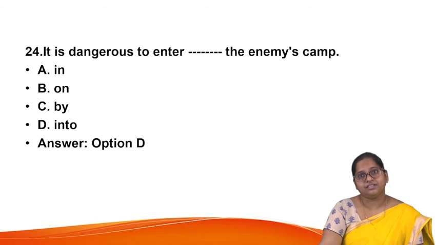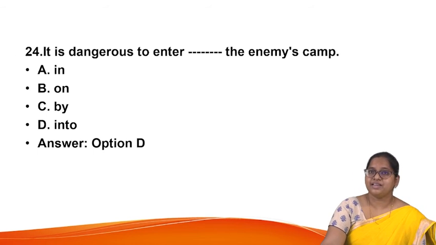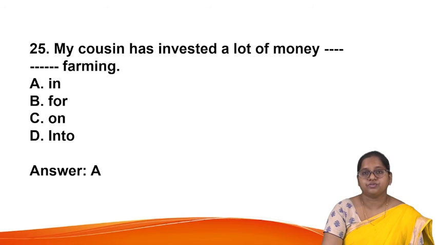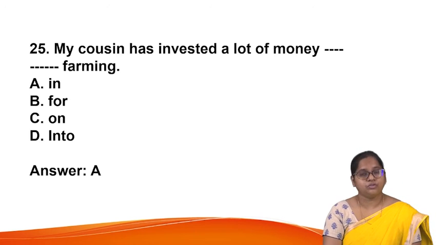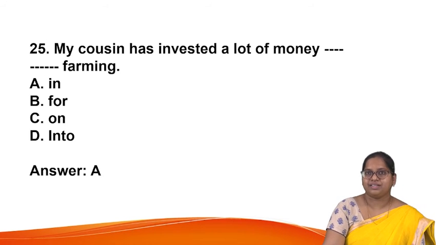It is dangerous to enter the enemy's camp. So what is the preposition you use? In the enemy's camp, on the enemy's camp, by the enemy's camp, into the enemy's camp. It is dangerous to enter, again, because the article is not given, you can use into. My cousin has invested a lot of money in blank farming. Invested in a lot.